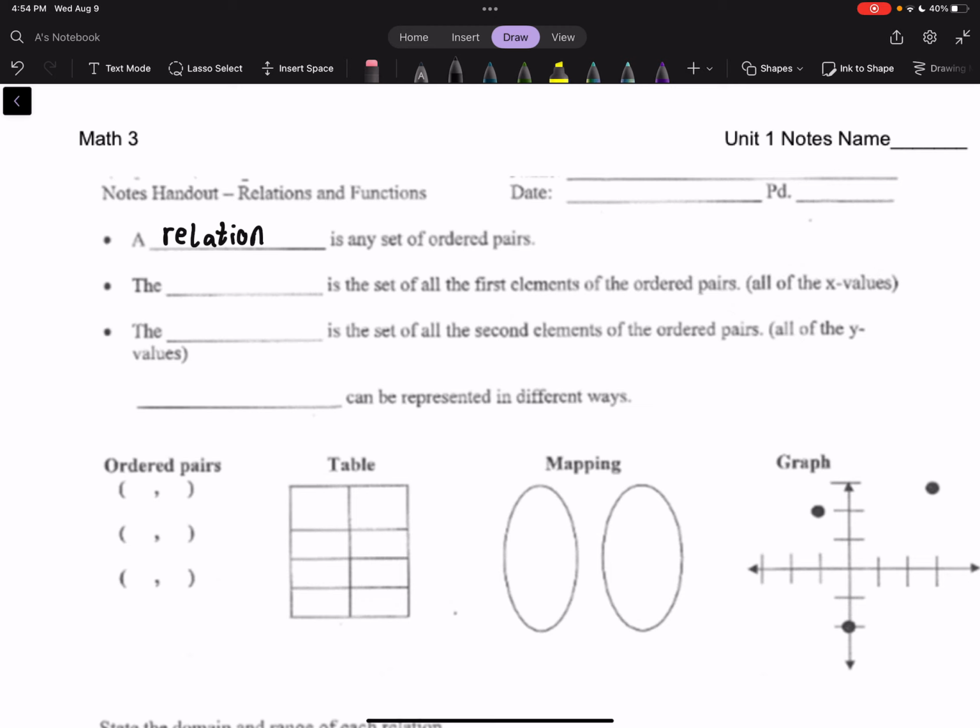The next two we should know from all the way back in middle school, and that would be that the domain is the first element or the x values, and the range is the second element or the y values. Okay? And a relation can be represented in many different ways.